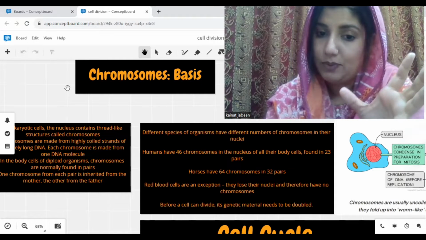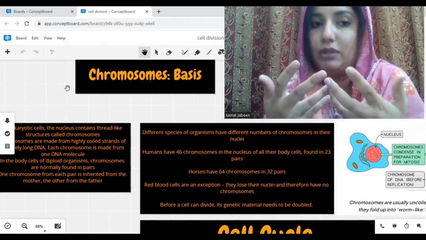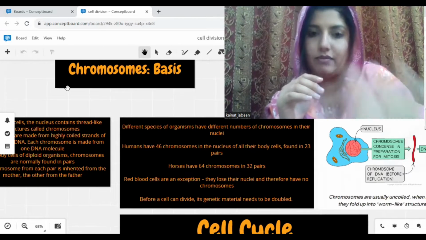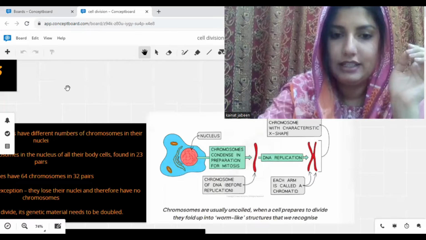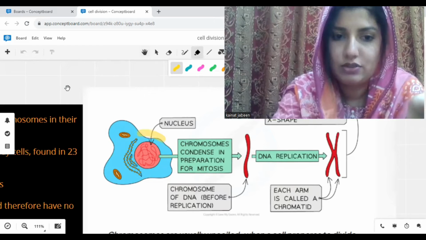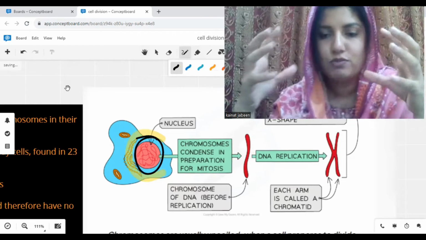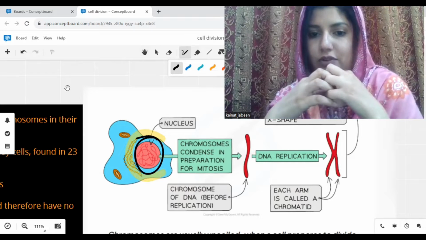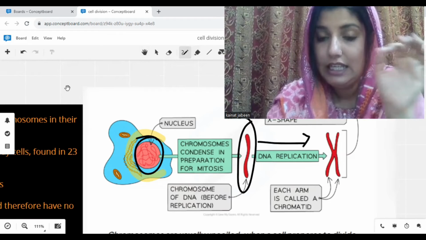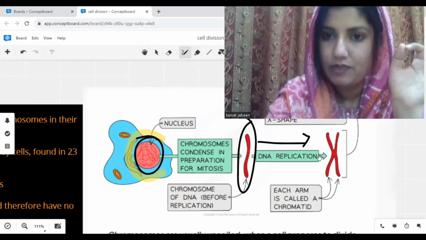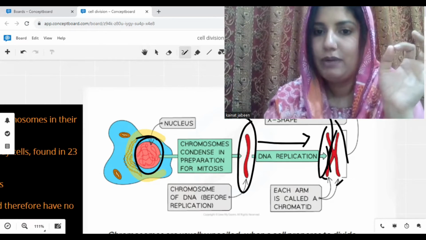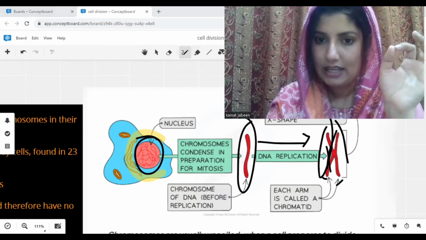Before a cell can divide, the genetic material needs to be doubled. So before starting the division, we should know how. The first thing you can see here in the diagram is that chromosomes condense in preparation for mitosis. Chromosomes are condensed and prepare themselves for mitosis. Here is the DNA. Now the DNA replicates. Each arm is called a chromatid. One arm is one chromatid and the other arm is a second chromatid, you can see. These are replicated chromosomes with the characteristic X shape.